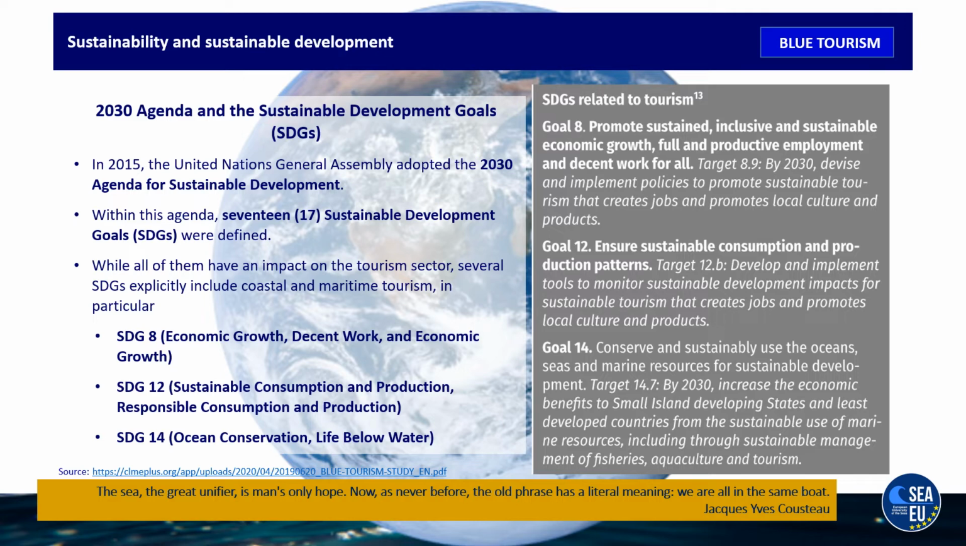In 2015, the United Nations adopted the 2030 Agenda for Sustainable Development. With this agenda, 17 Sustainable Development Goals were defined, and they provide worldwide guidance for addressing the global challenges facing the international community. It is about better protecting the natural foundations of life and our planet everywhere and for everyone, and preserving people's opportunities to live in dignity and prosperity across generations. Three of them have impact on coastal and maritime tourism, and those are SDG 8, SDG 12, and SDG 14: decent work and economic growth, sustainable consumption and production, and ocean conservation, life below water.